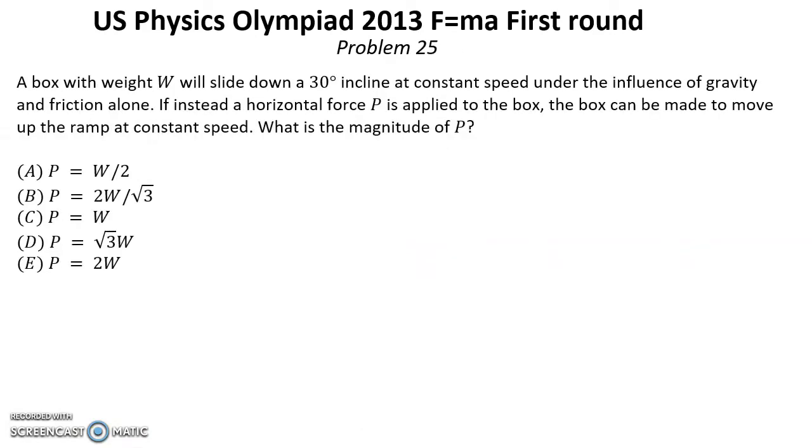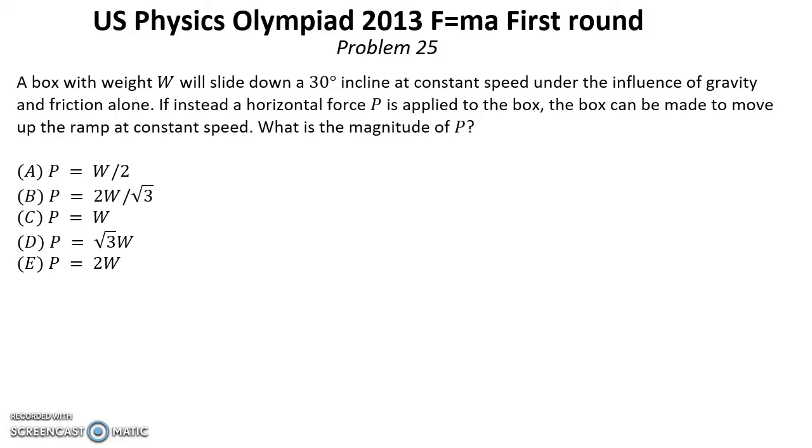Problem number 25. A box with a weight W will slide down a 30 degrees incline at constant speed under the influence of gravity and friction alone. If instead a horizontal force P is applied, the box can be made to move up the ramp at constant speed. What is the magnitude of P?